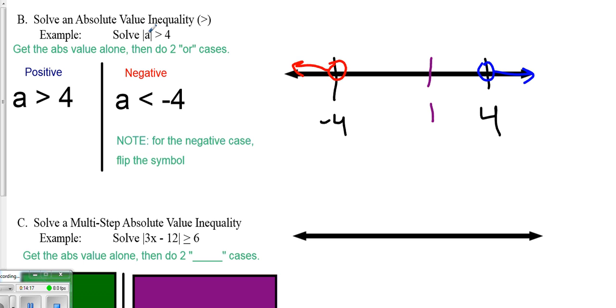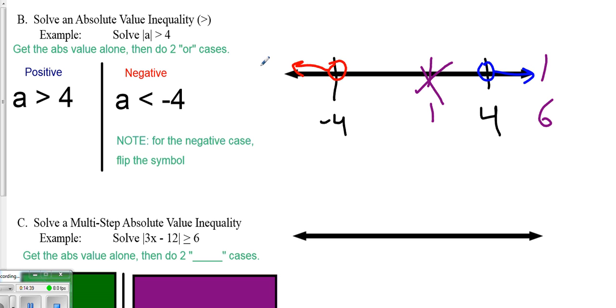If we plugged in 1 right here, absolute value of 1 is 1. Is 1 greater than 4? No, it's not. That's why this one doesn't work. Let's plug in something higher, positive 6. Absolute value of 6 is 6. Is 6 greater than 4? Yes, it is. That's why it's in the area that works.